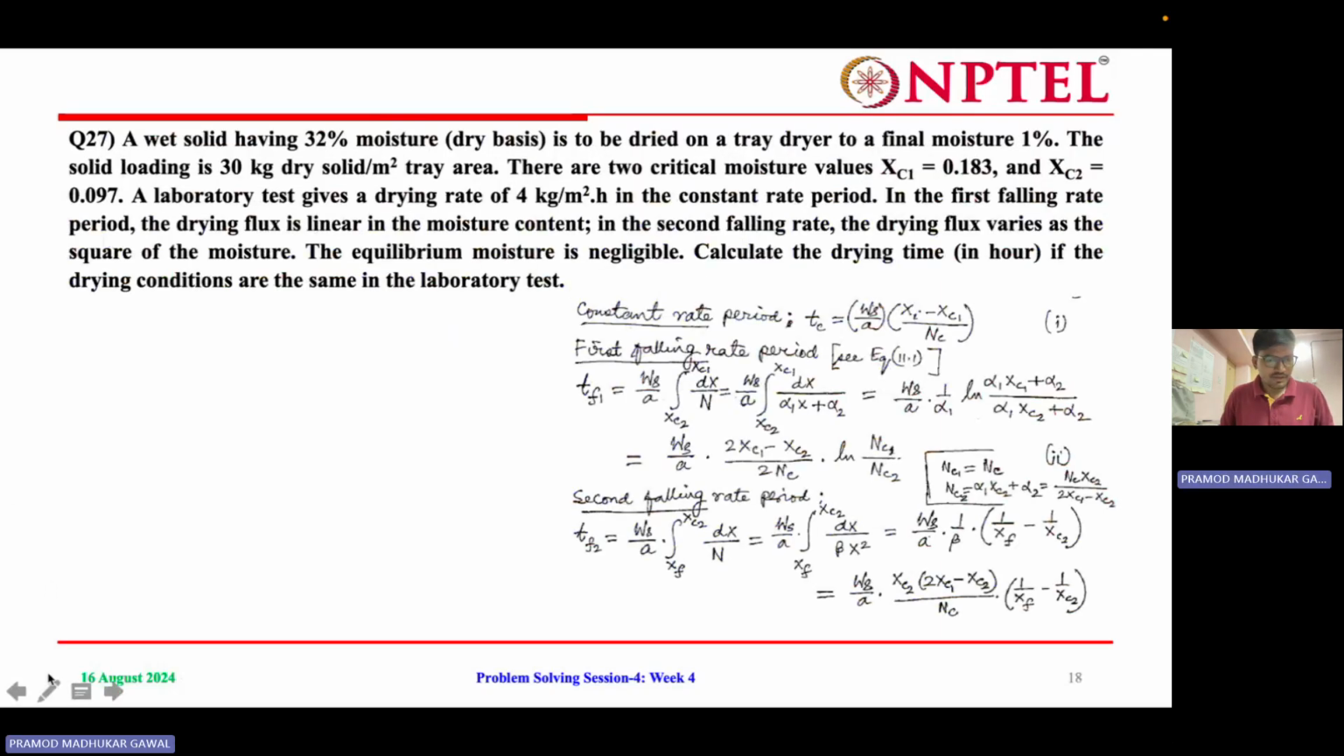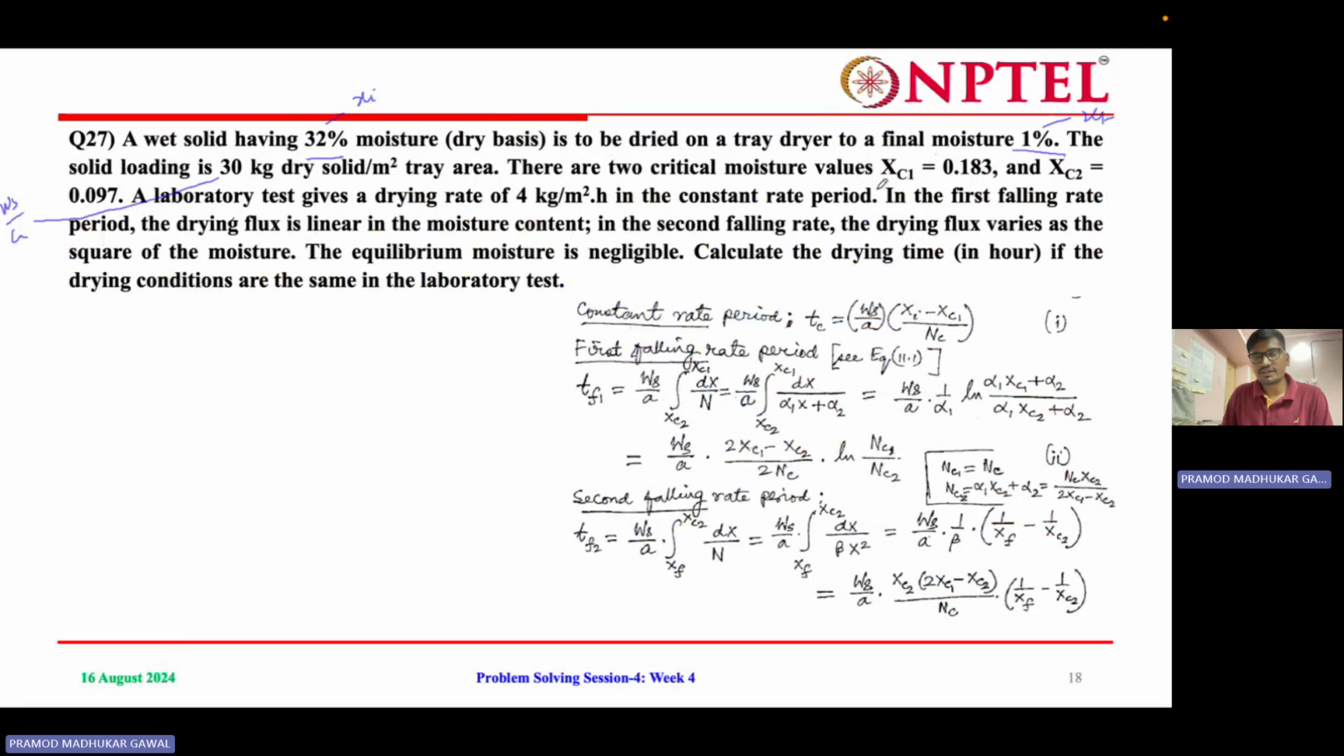Now moving to question number 27. A wet solid having 32% moisture on a dry basis is to be dried in a tray dryer to a final moisture of 1%. Here the initial is given, here the final is given. Here is Xi and here is Xf. The solid loading is 30 kg dry solid per meter square, so here WS by A is given, in kg per meter square of dry area.